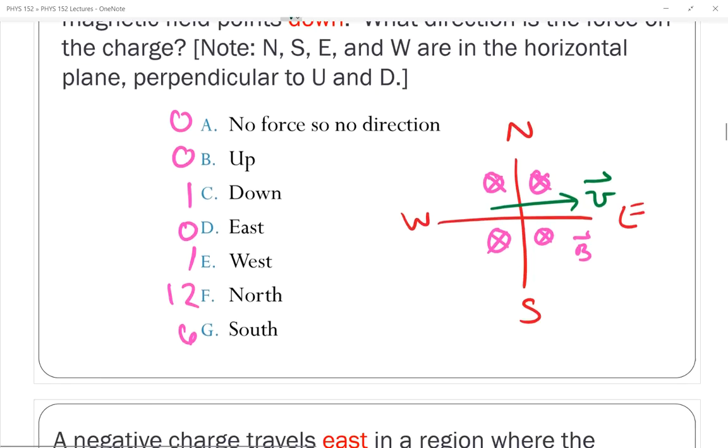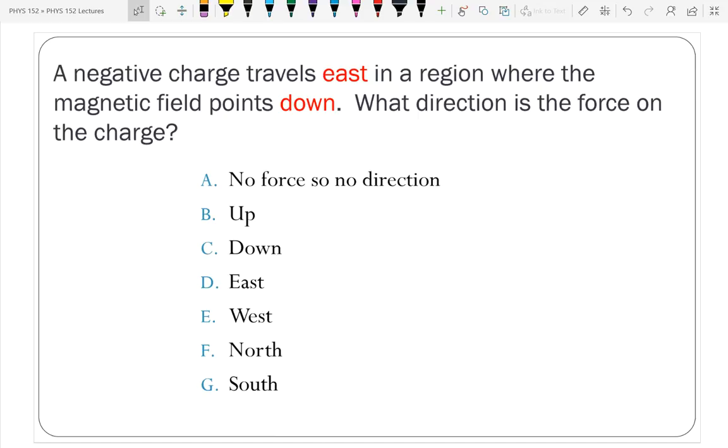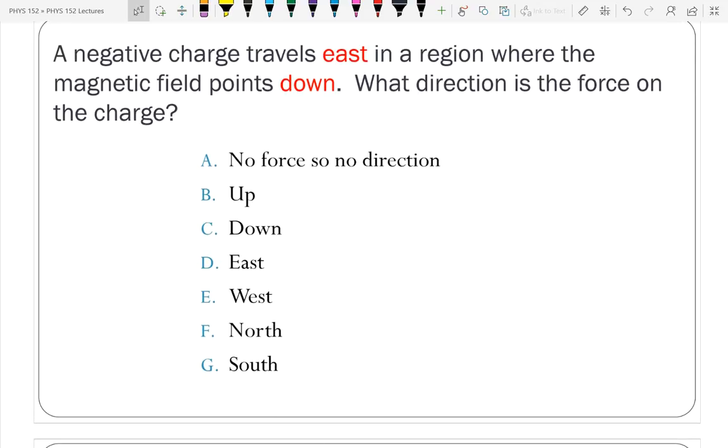Okay, question number 2. A negative charge travels east in a region where the magnetic field points down. So once again, I'll draw a picture.